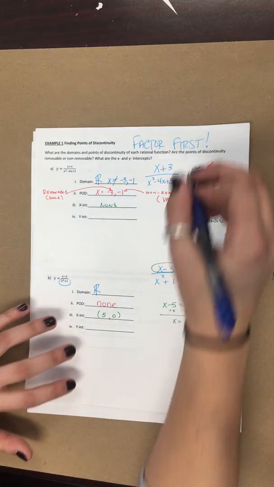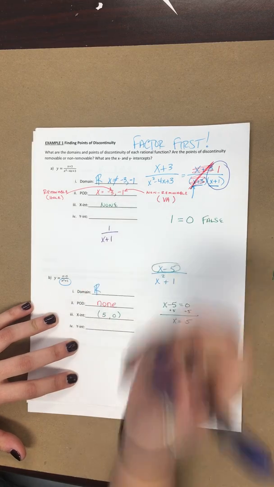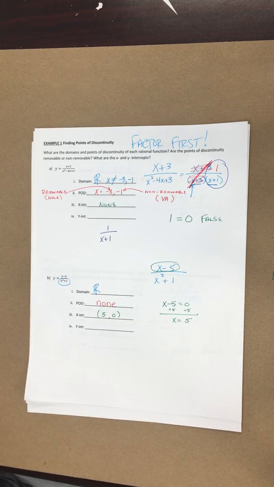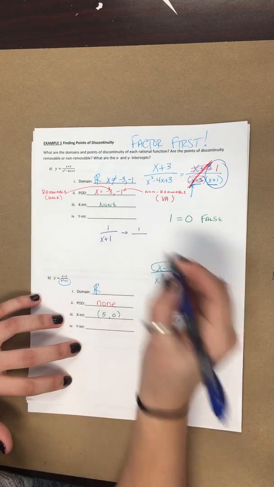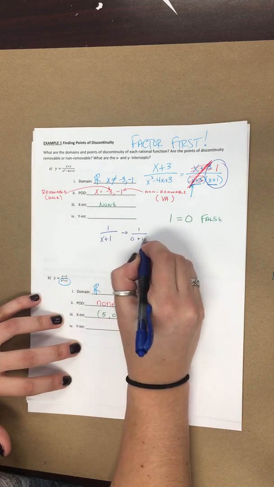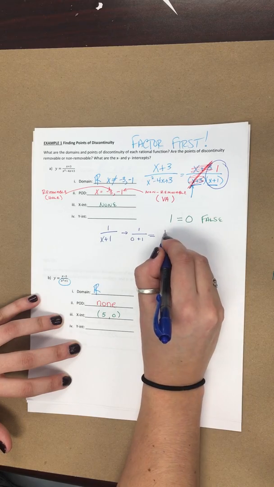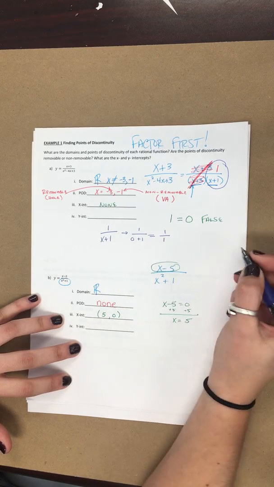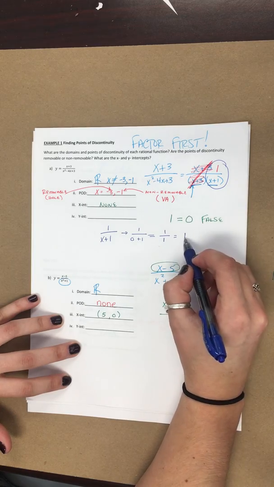Okay, so here's my problem right now. 1 over x plus 1. Okay, so again, the rule tells us plug in 0 for x. So I'm going to go, there's my 1. I'm going to plug in 0 anywhere I see an x. So that says 1 over 0 plus 1. So 0 plus 1 is 1. This simplifies to a fraction which is just 1. So that's my y-intercept is 1.